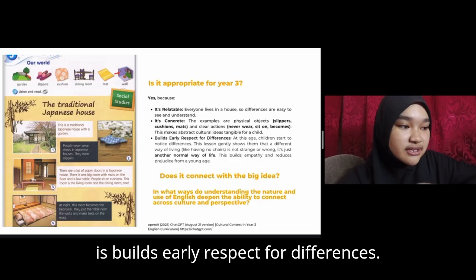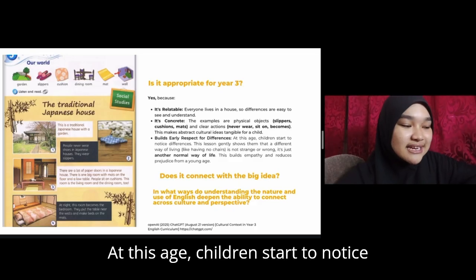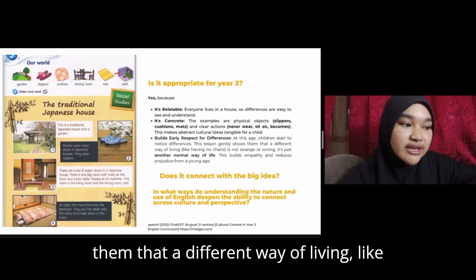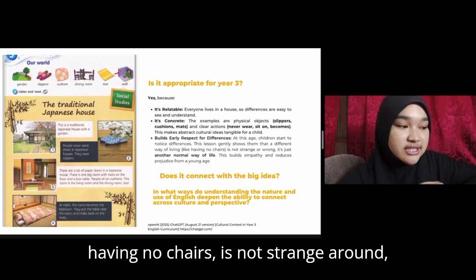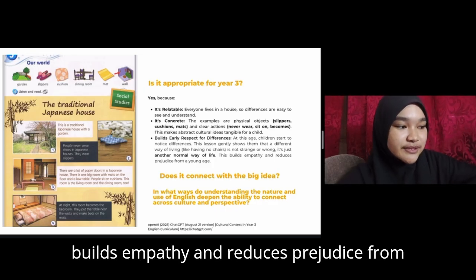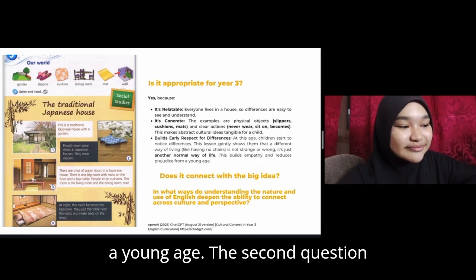Another one is it builds early respect for differences. At this age, children start to notice differences. This lesson gently shows them that a different way of living, like having no chairs, is not strange or wrong. It's just another normal way of life. This builds empathy and reduces prejudice from a young age.